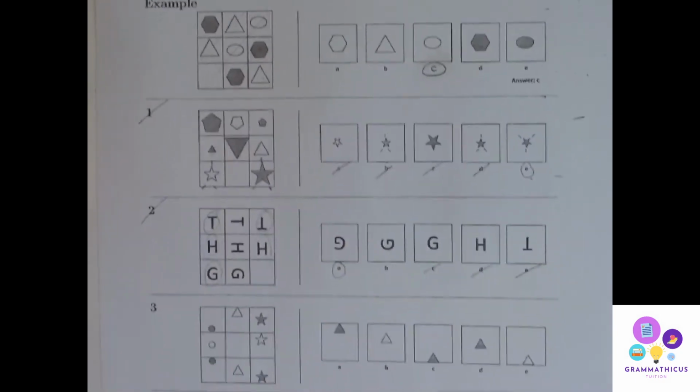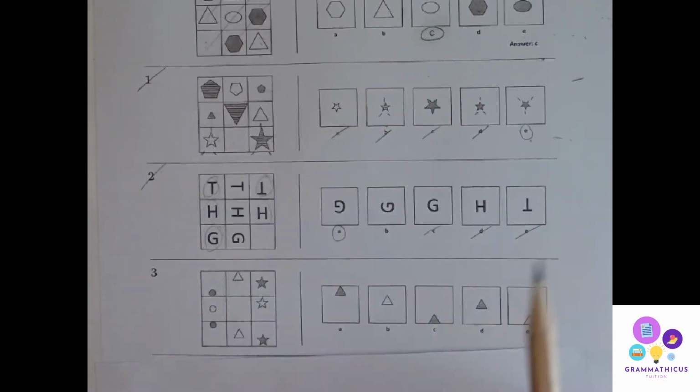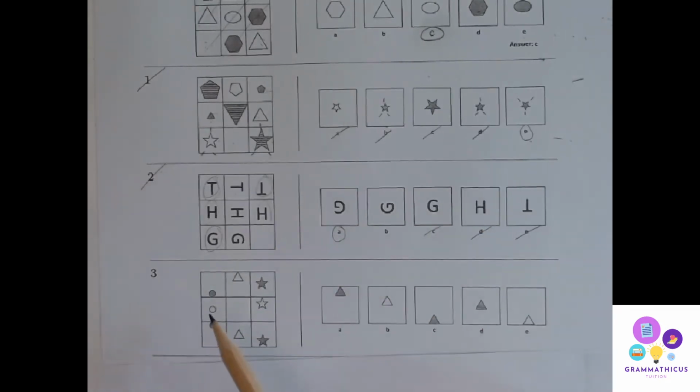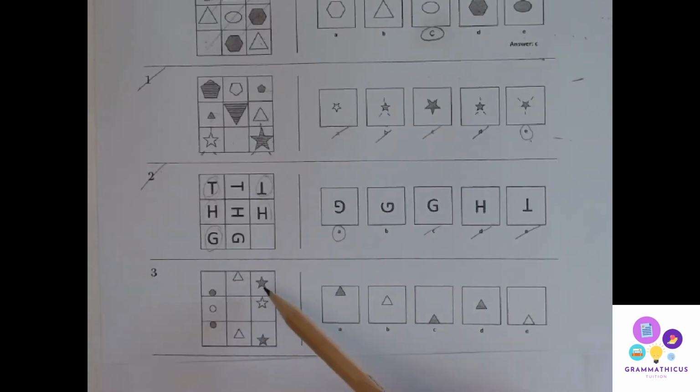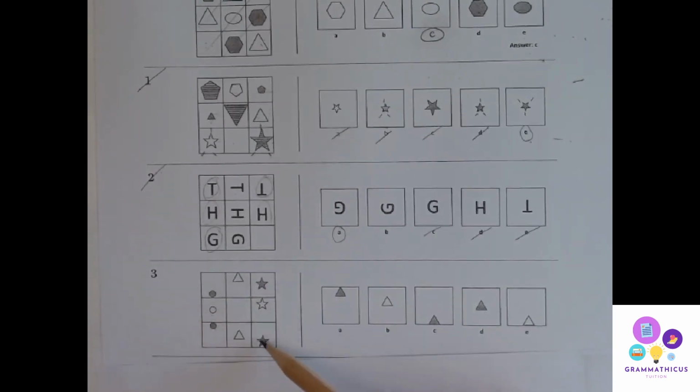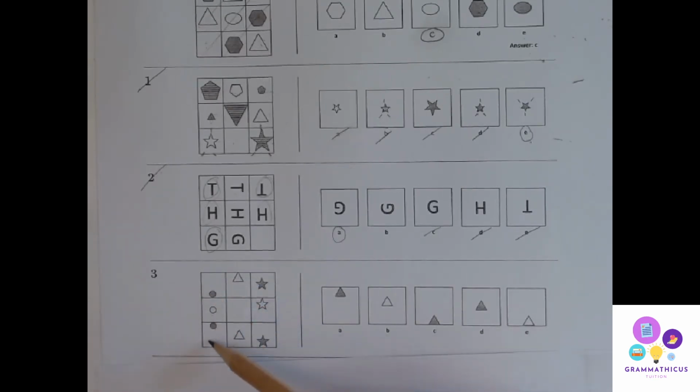Right, okay, let's have a little look at question number 3. Well, in question number 3, I can see that I have a grey circle, a white triangle, and a grey star. I have a white circle, something, white star, grey circle, triangle, star. If we look at the columns, I can see I have a row of stars. It's probably going to be a row of triangles and a row of circles.